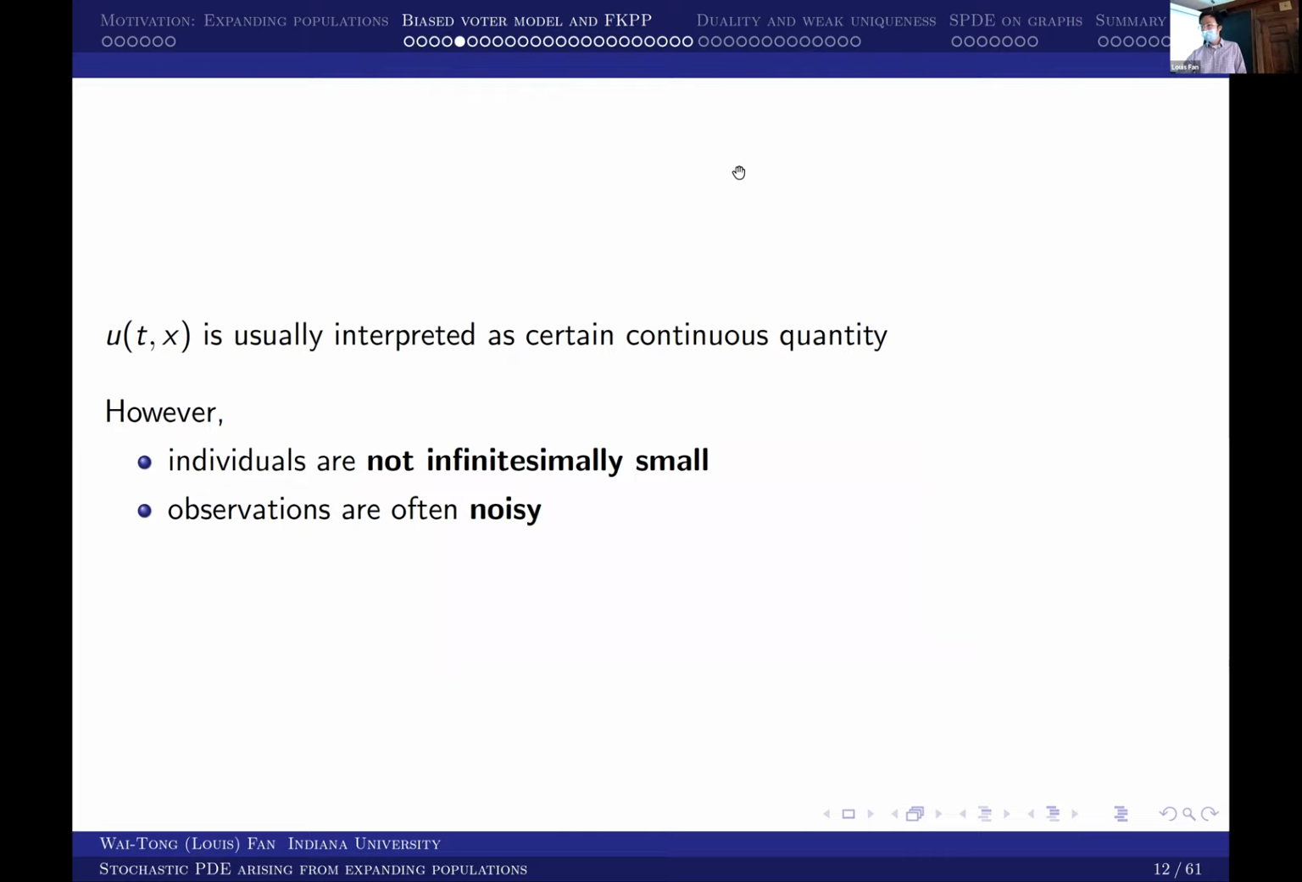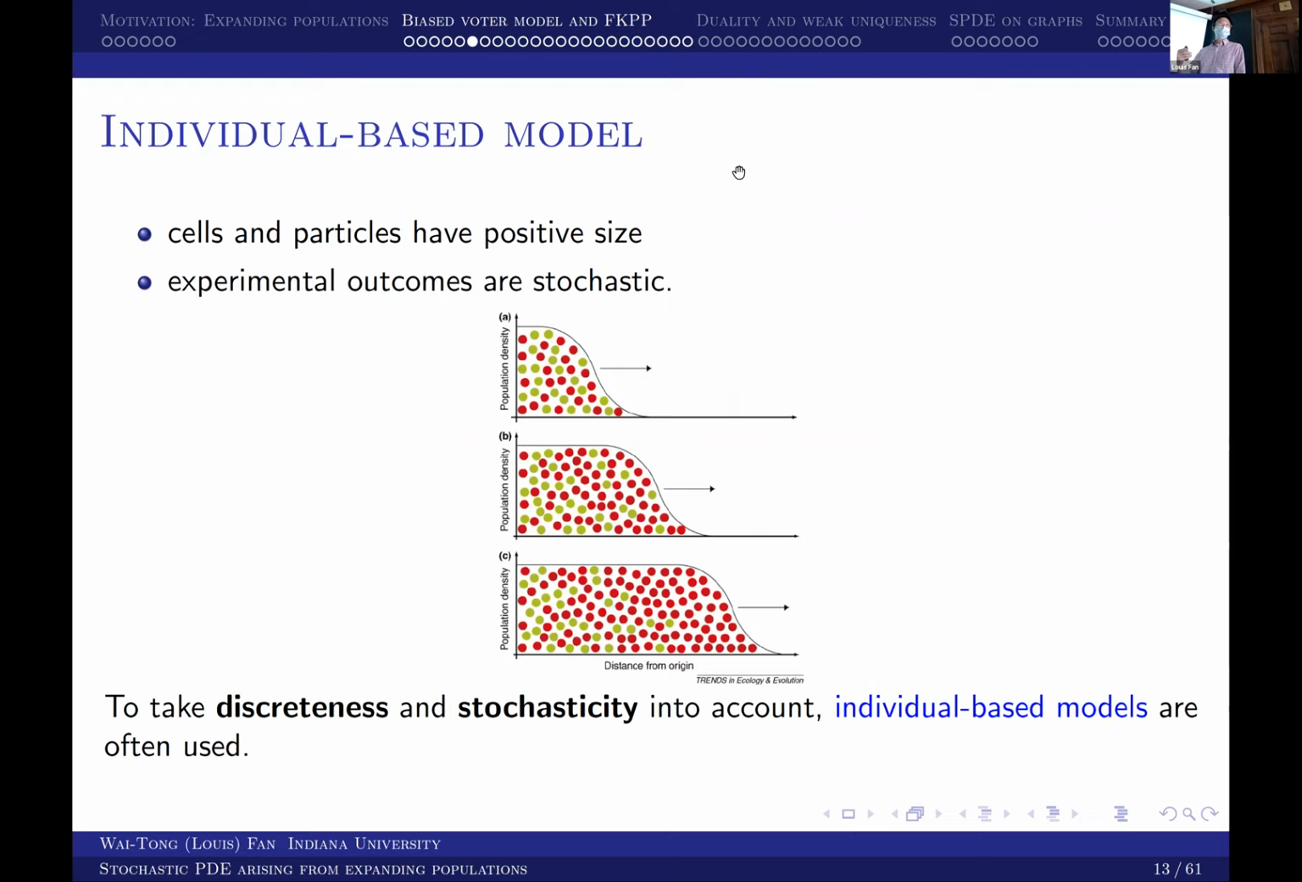the PDE approach often assumes individuals are infinitesimally small and there's no noise, but we know that in a lot of biological systems, especially when the copy number or the number of individuals initially is small, there are a lot of fluctuations, or genetic drift. So a different modern approach is to take discreteness and stochasticity into account, using some kind of individual-based model.